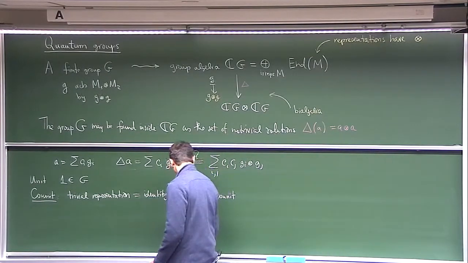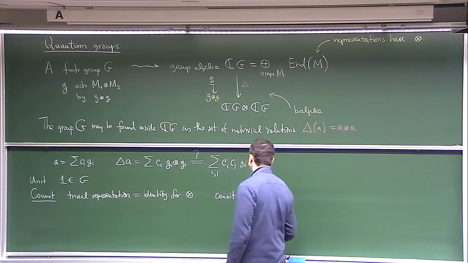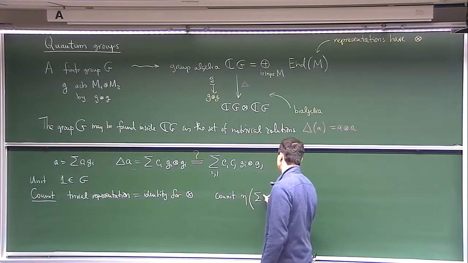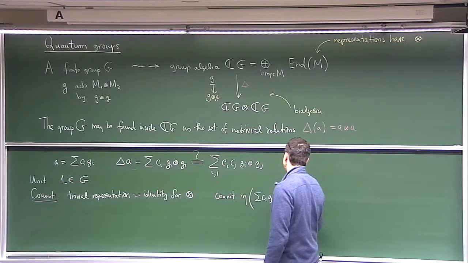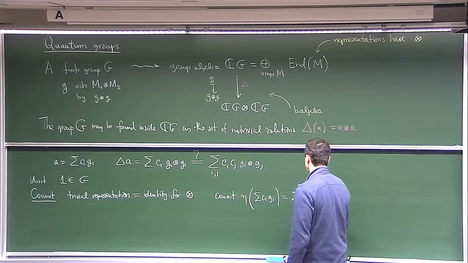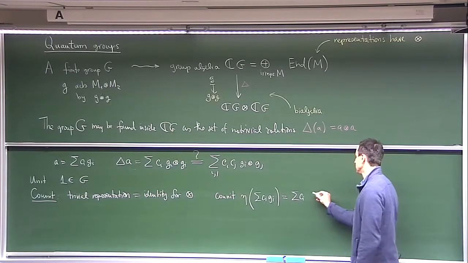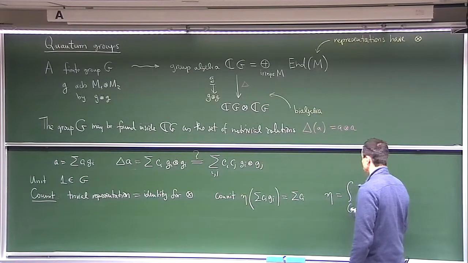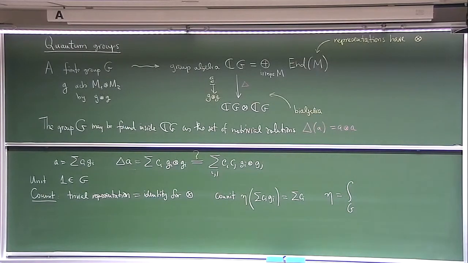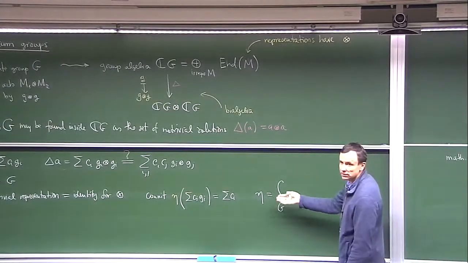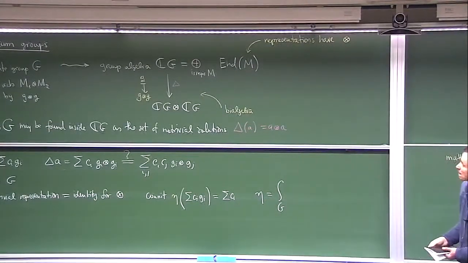Well, maybe not. Maybe I'll call it eta. And so the co-unit of the sum of ci gi: well, what's the action of this in the trivial representation? It's just the sum of ci. Sometimes people write this as the integral over the group. The identity is the delta function, and the dual operation is the integral over the group.